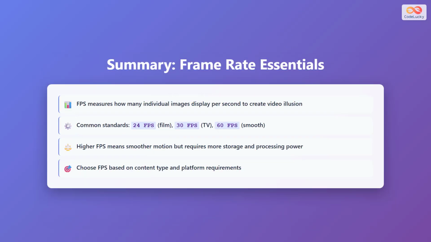To summarize, FPS measures how many individual images display per second to create the video illusion of motion. Common standards include 24 FPS for films, 30 FPS for television, and 60 FPS for smooth playback. Higher frame rates produce smoother motion, but require more storage space and processing power. When choosing a frame rate, consider your content type and the platform where it will be viewed. Understanding frame rate helps you make informed decisions about video quality and file size.